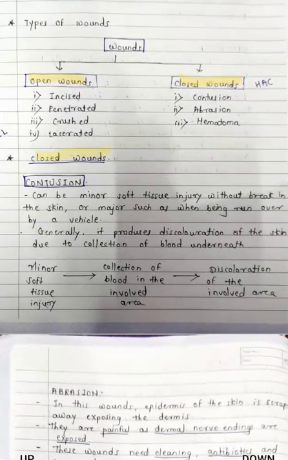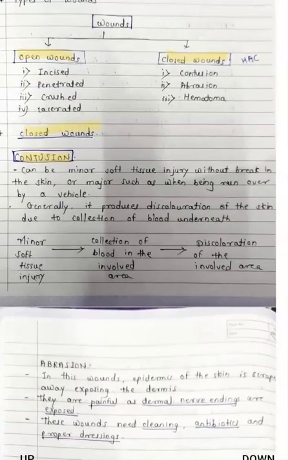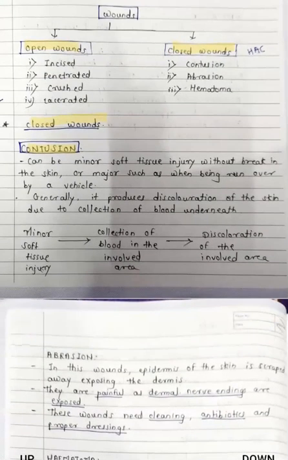What are closed wounds? First we will discuss contusion. The cause for contusion can be a minor tissue injury or a major tissue injury. So both injuries can result in contusion. Minor tissue injury without a break in the skin, or major tissue injuries such as being run over by a vehicle, can result in contusion.